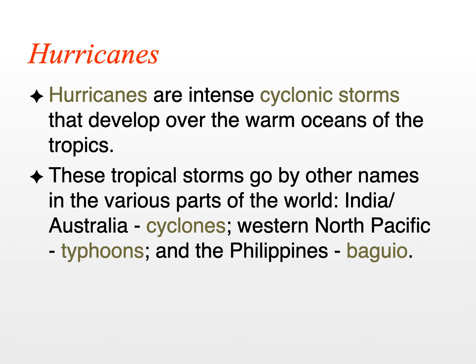So hurricanes are a nasty storm that forms in the tropics. They're a cyclonic storm, so that means the air is moving inward and upward. And they only develop over warm oceans. Hurricanes do not develop over land. They need a lot of latent heat energy. They also go by various names. In Australia, they call them cyclones. We call them hurricanes. North Pacific typhoons, and in the Philippines, bagyo.